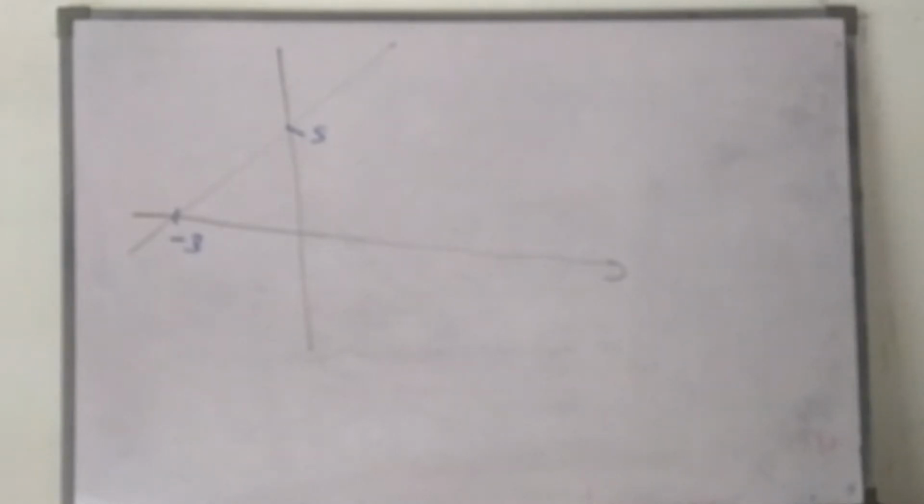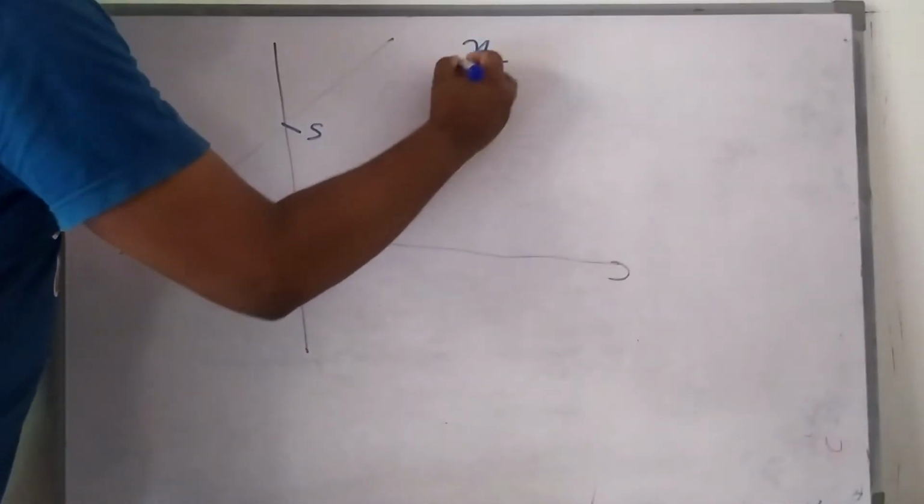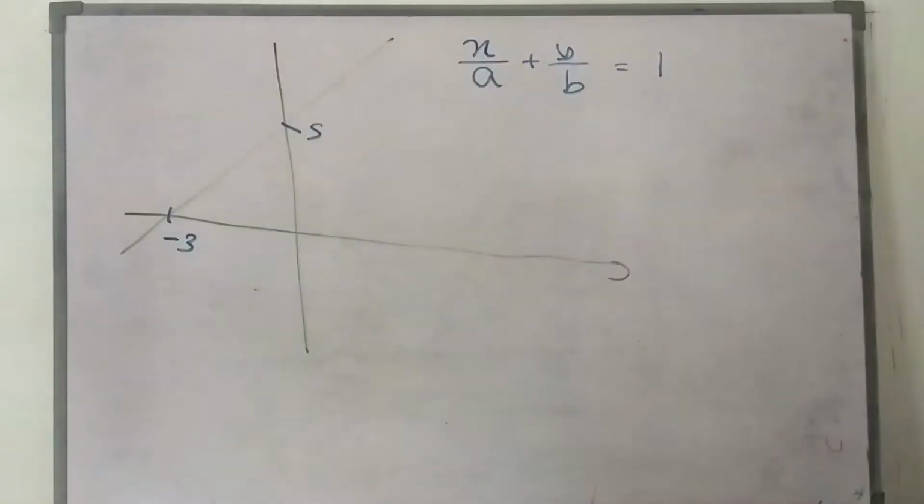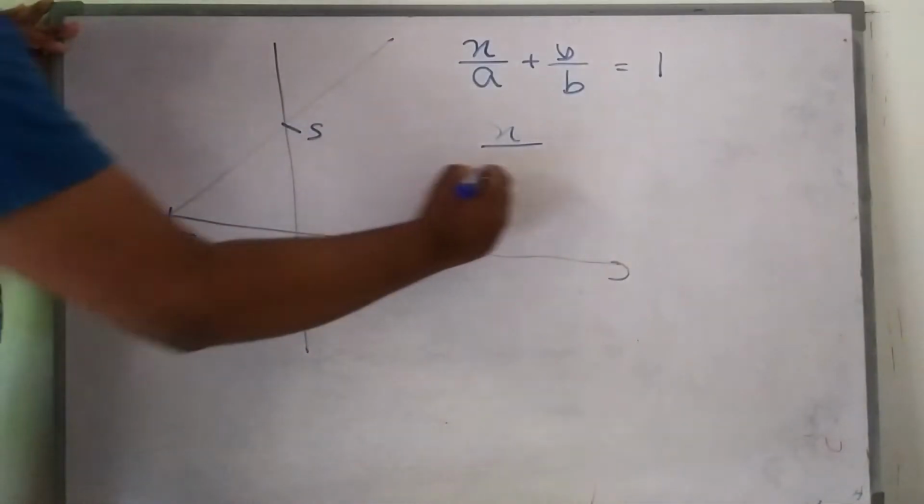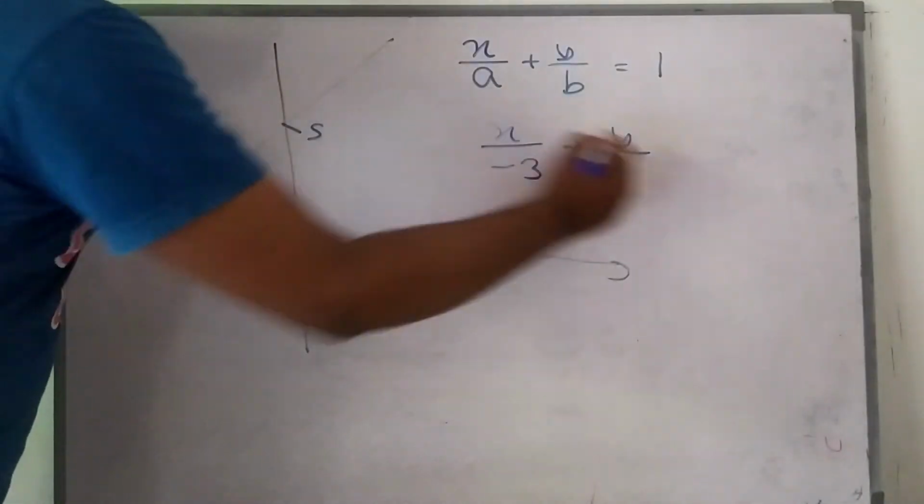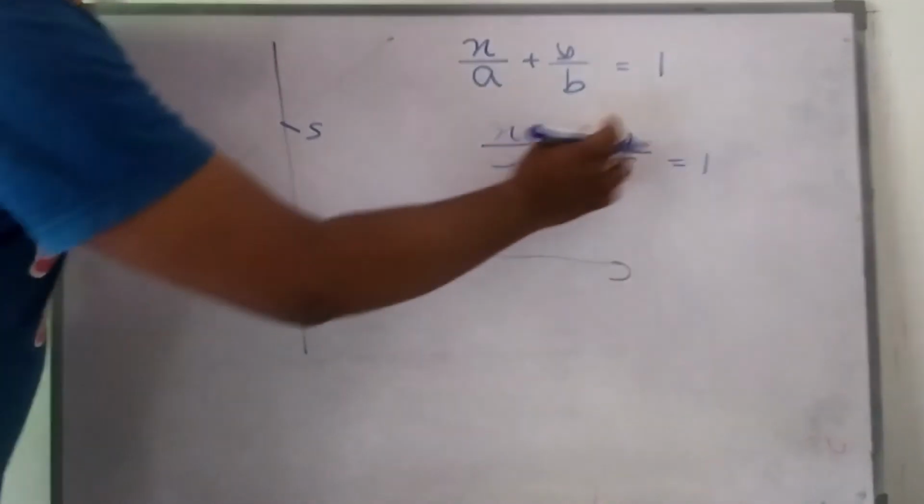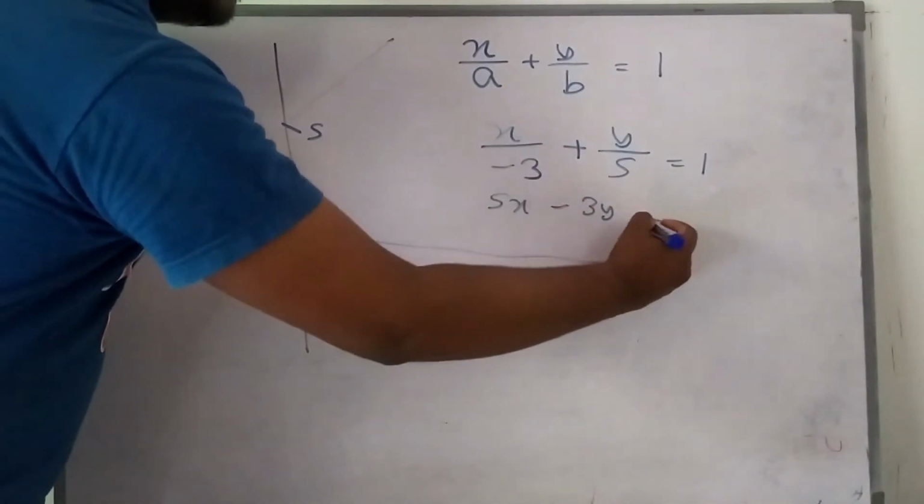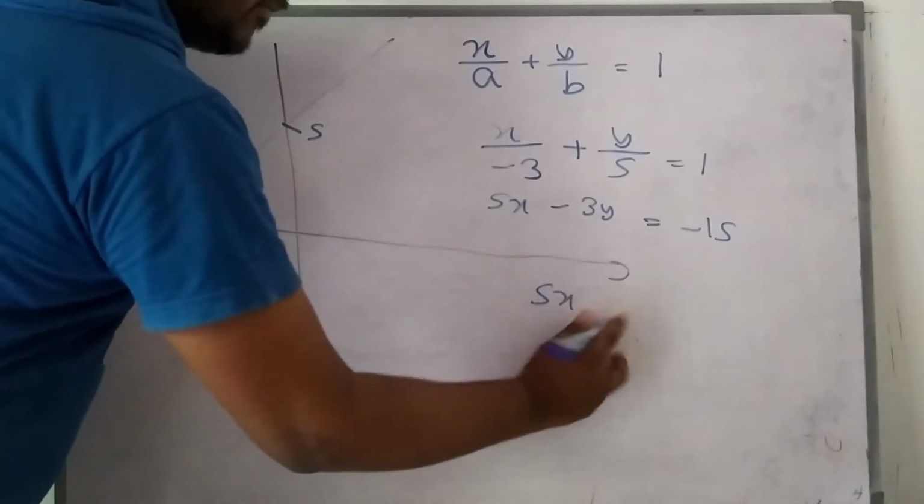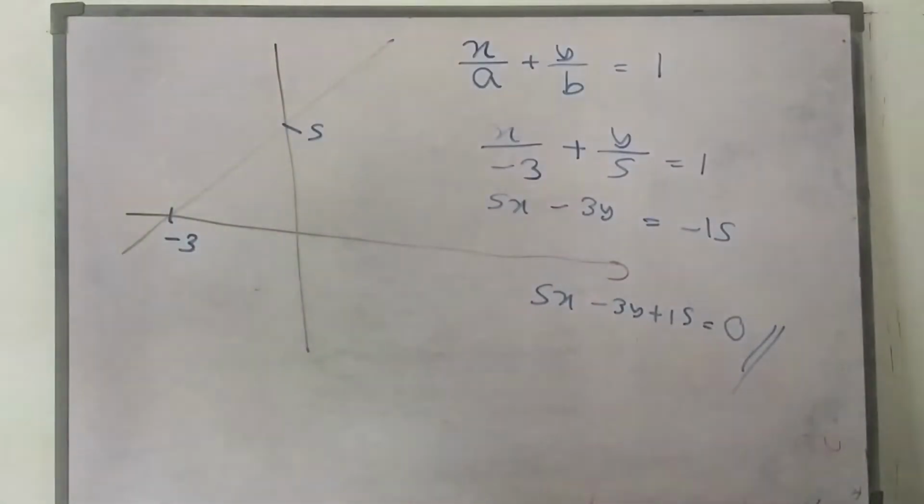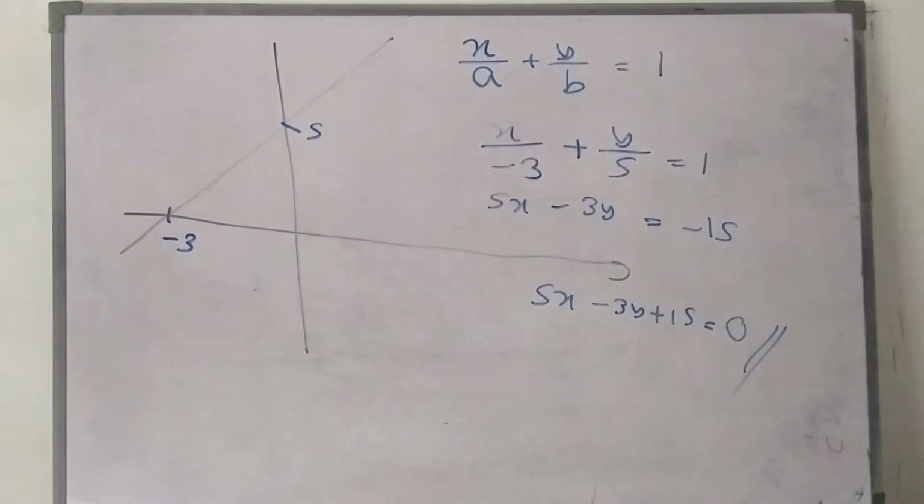Okay children, let's assume another example. This is my straight line, which intersects the y-axis at 5 and the x-axis at the point minus 3, right? So how do we find the equation of that straight line? I told you we have a formula: x over a plus y over b equals 1. This is the equation of the straight line which intersects the x and y axes at a and b respectively. So you have to substitute the values: x over minus 3 plus y over 5 equals 1. Now take a common denominator: 5x minus 3y equals minus 15, goes to the other side. Then it's 5x minus 3y plus 15 equals 0. So this is the equation of that straight line. You can directly write down the equation.